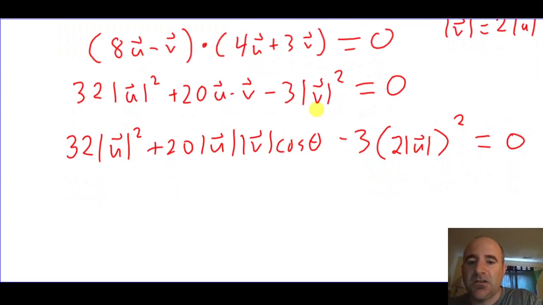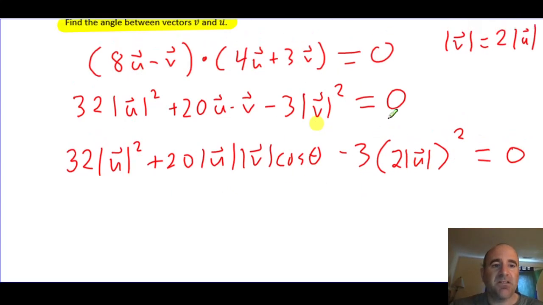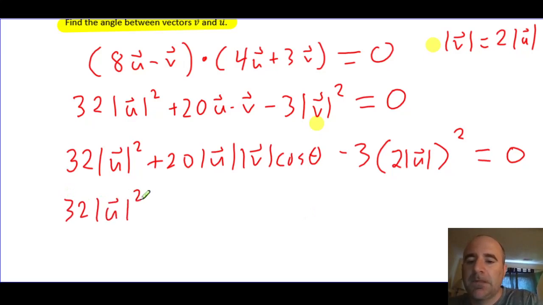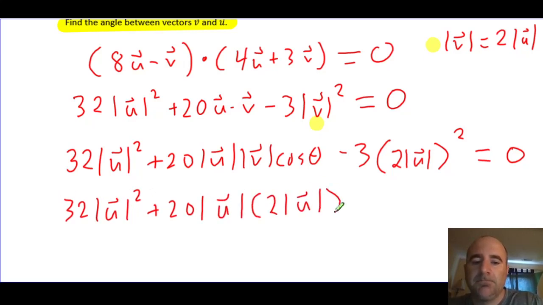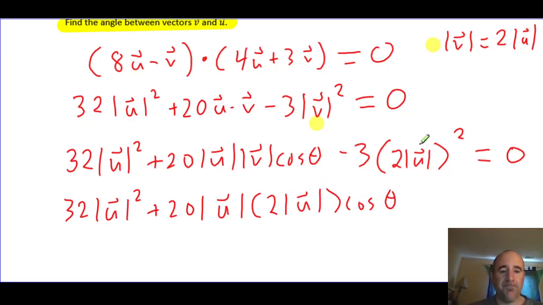We're going to get, oh, and on the next line, let's use this formula again. The magnitude of v is 2 times u, so I can replace that magnitude with 2u as well. And then here I'm going to get 4u, but times 3 is minus 12 times the magnitude of u equals 0.